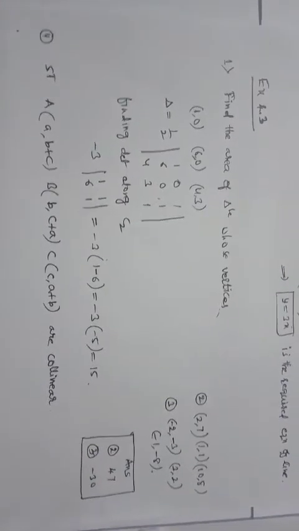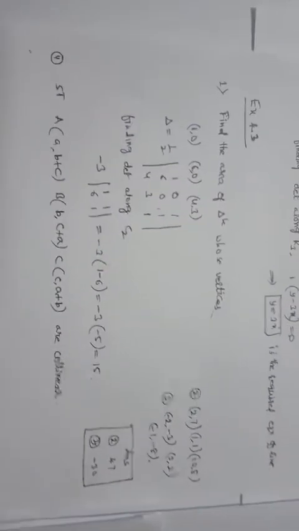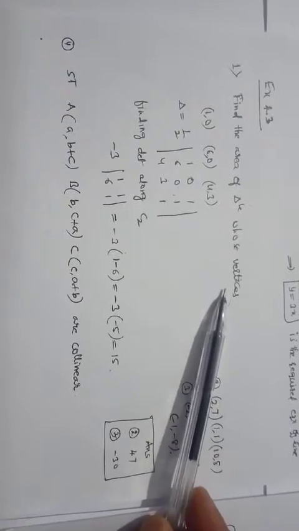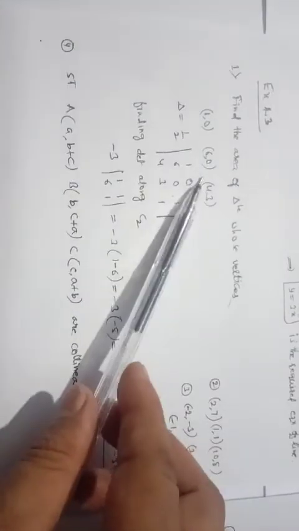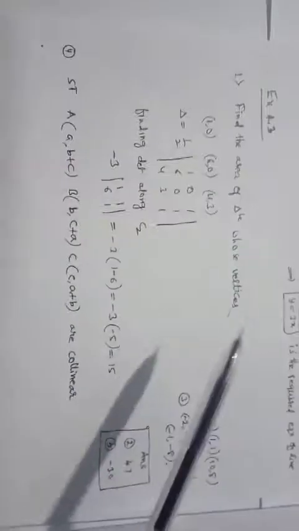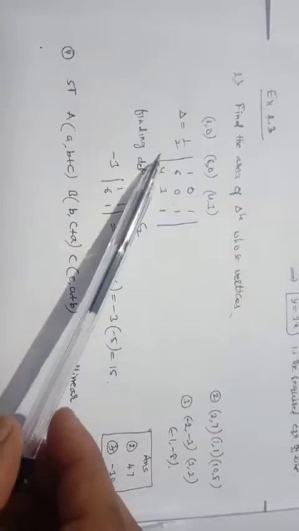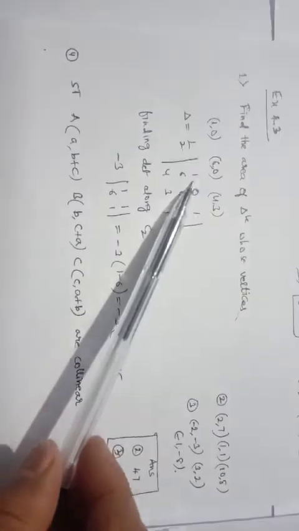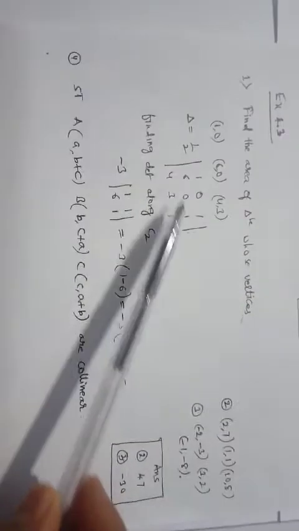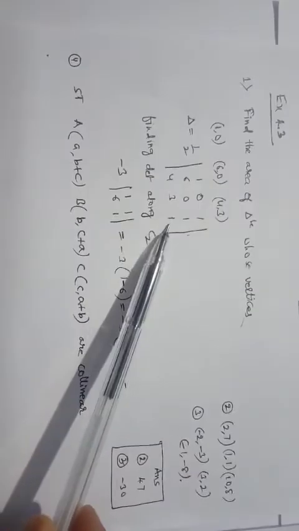Coming to the third exercise, first question. The question is: find the area of the triangle whose vertices are given as (1, 0), (6, 0), (4, 3). We already know the formula: area of the triangle = half into the determinant of x1 y1 1, x2 y2 1, x3 y3 1.